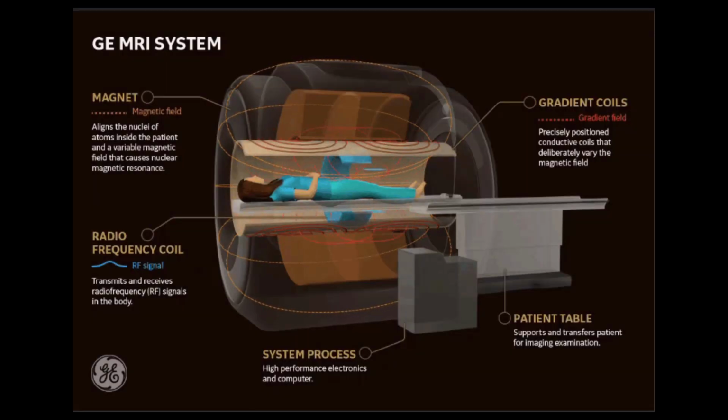Here we have a representation of a GE MRI system. It is a cutaway and shows the patient inside of the main magnet. It also shows the gradient coils and the radio frequency coils.